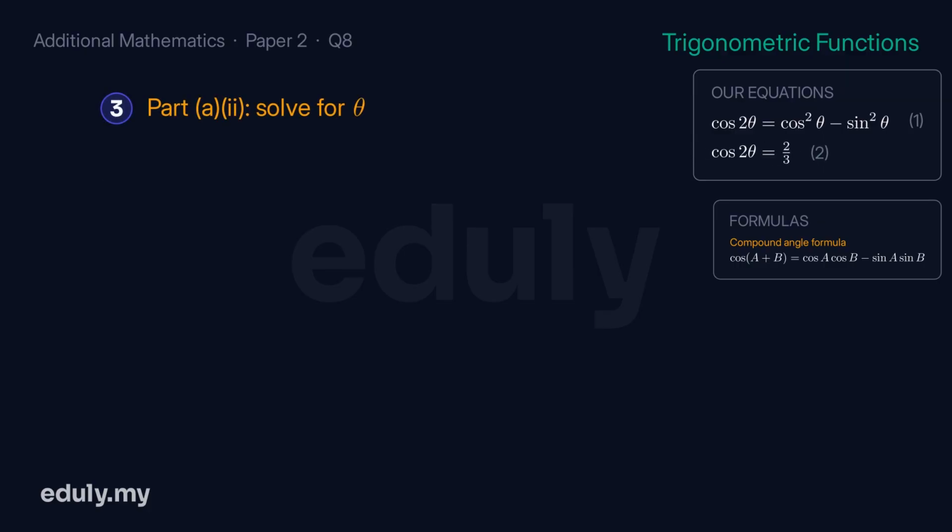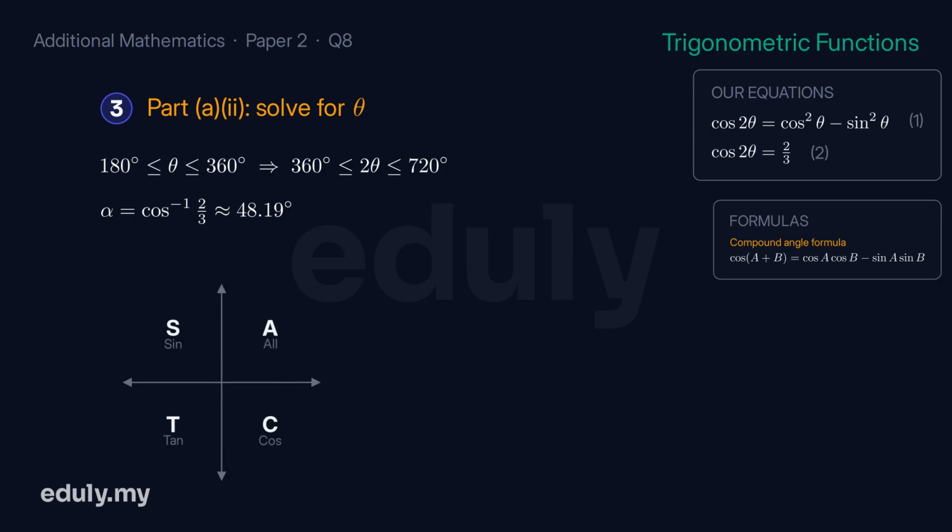Step 3. Solve for theta and mind the range. The equation is in 2 theta, so double the range. 2 theta runs from 360 up to 720 degrees. The reference angle is the inverse cosine of 2/3, about 48 degrees. Cosine is positive, so 2 theta sits in the all or cosine quadrants, the first and the fourth.